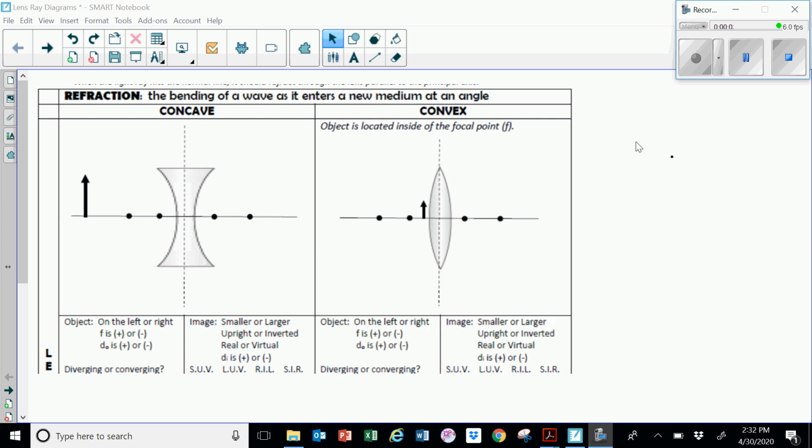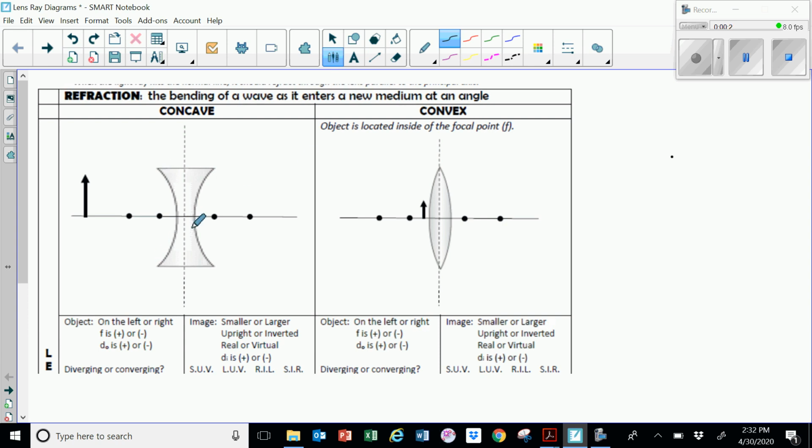Talk about lenses and predicting the image location of a lens. I'm going to start off with some definitions and show you what some things are so that we can go from there. First off, there are two types of lenses. One is a concave lens and one is a convex lens.